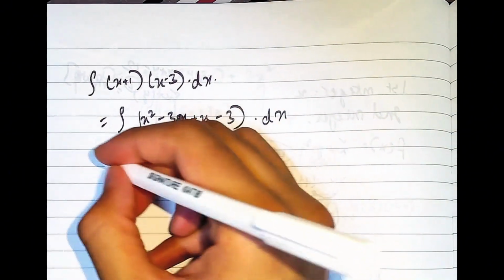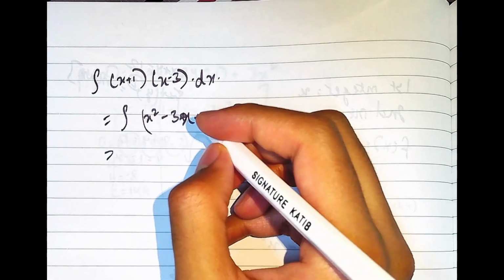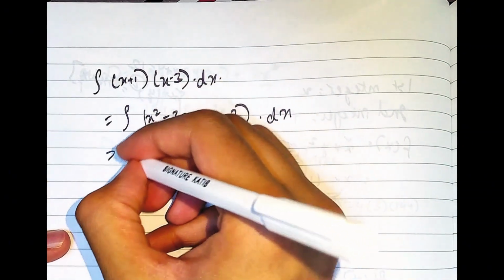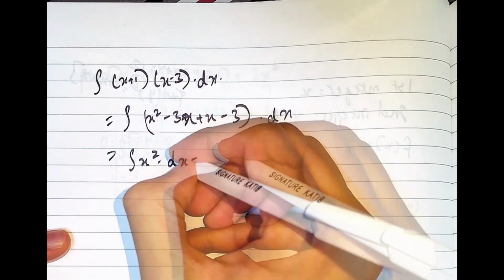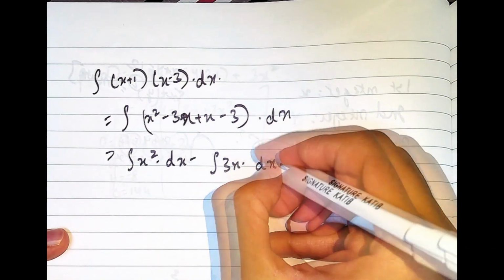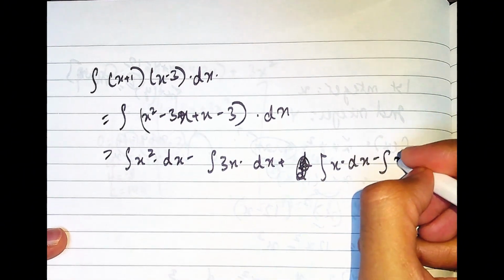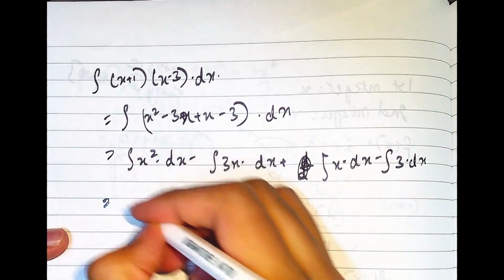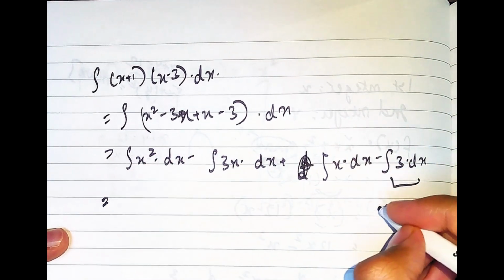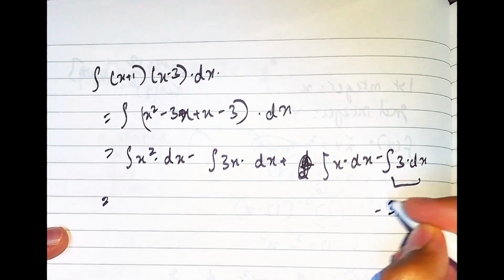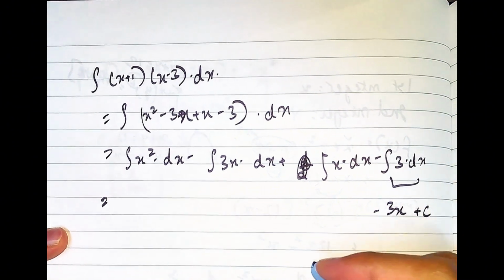Now, like in derivatives, we can separate the integrals over all of these terms. So we will have the integral of x squared dx, minus the integral of 3x dx, plus the integral of x dx, minus the integral of 3 dx. Okay, so now let's try with the basics. The integral of 3 dx will be 3x, as I told you in the previous video, plus the constant of integration, of course.